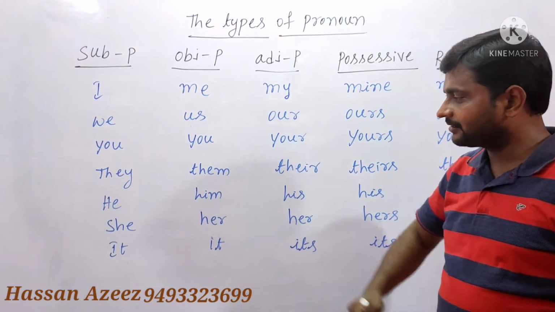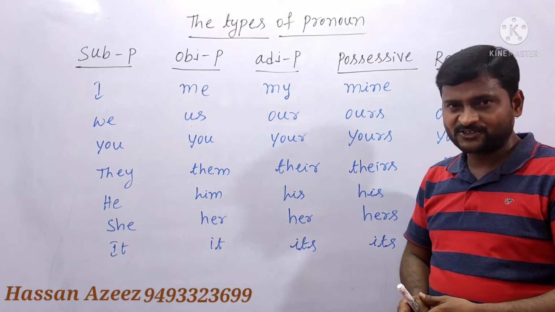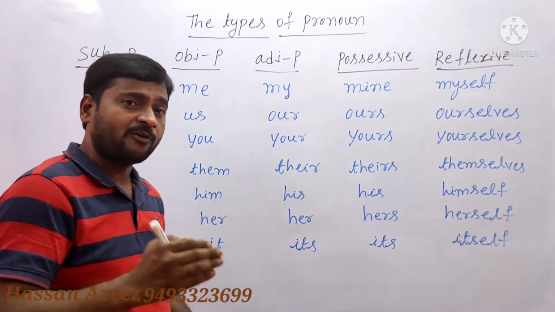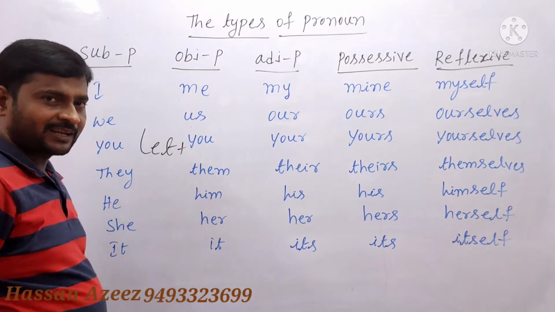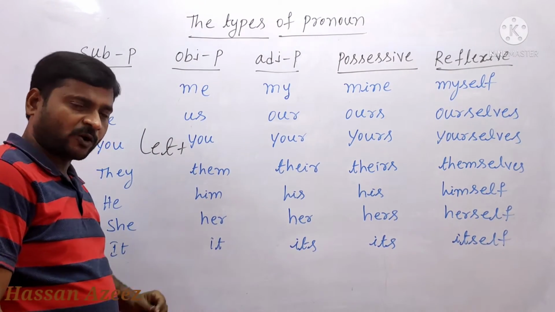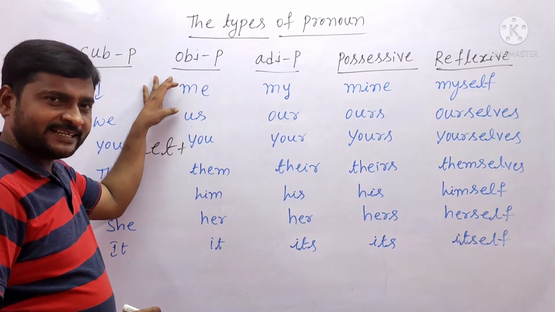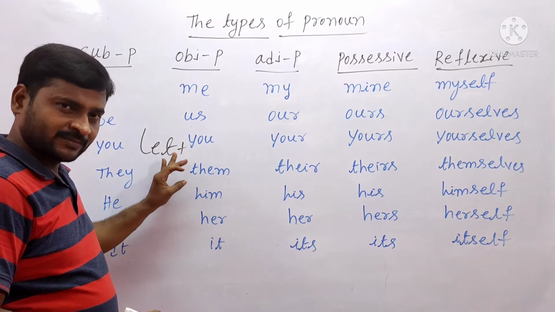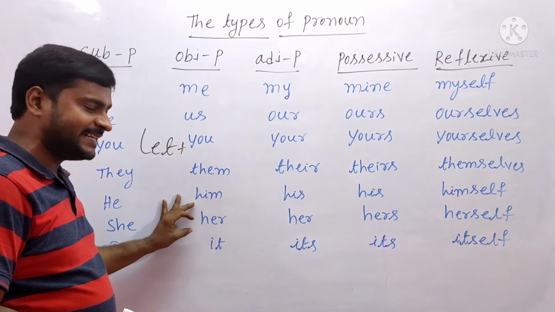I mean to say that here, the position of these is especially the objective position. And one more thing I tell you, especially in the combination of let's, L-E-T. After let, we use all these objective pronouns. For example, let me proceed. Let us go. Let you decide. Let them come here. Let him do. Let her proceed.